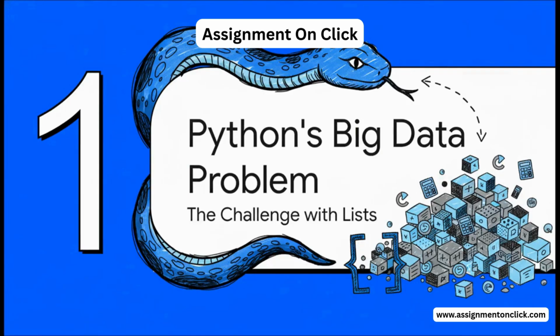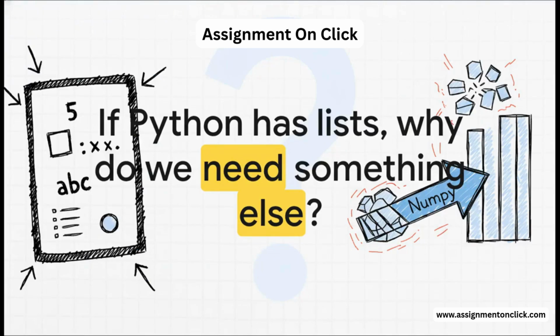Part 1, Python's big data problem. And believe it or not, this all starts with something you're probably using every day, the basic Python list. I mean, it's super useful, right? But the second your data gets really big, it starts to show some serious cracks. And yeah, it's a totally fair question. I mean, Python already has lists, so why do we need anything else?